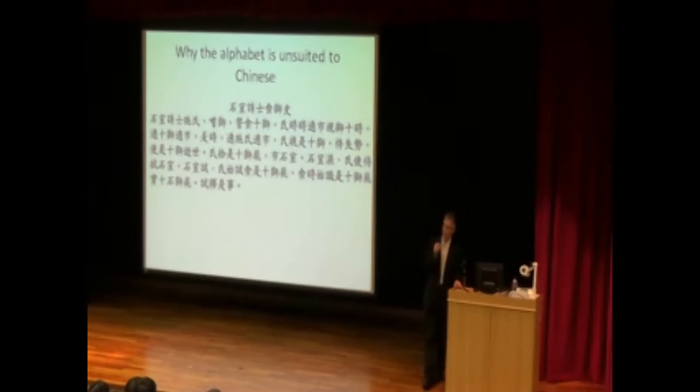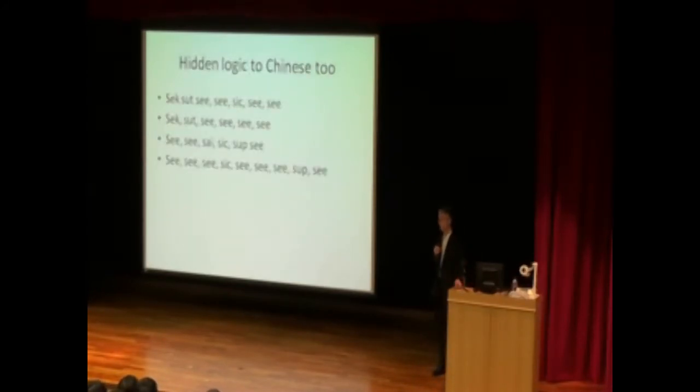So the argument here is that Chinese people developed a system that was suitable for their language. And because Chinese has, we were just looking a few minutes ago at English, but Chinese has many, many more homophones. So what we would end up with is something like this. And this isn't very helpful, is it?